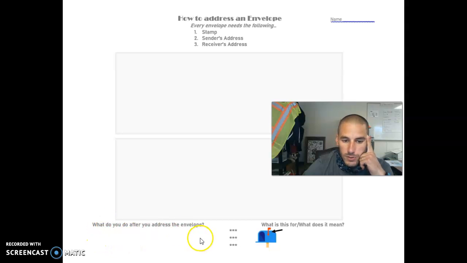What do you do after you address the envelope? And then this question here. What is this for? What the arrow is pointing to. And what does it mean? Okay, so those two questions. So what you'll do is you will do your best. It's okay if you don't get it right. We'll go over that. And then you'll answer these two questions. Okay, and then you'll submit it. All right, and I'll put up a submission. There will be a submission piece there, okay? And so that's all we are going to do with this.